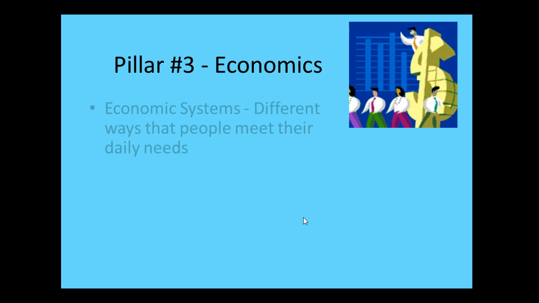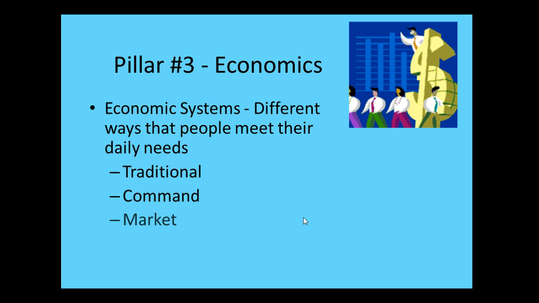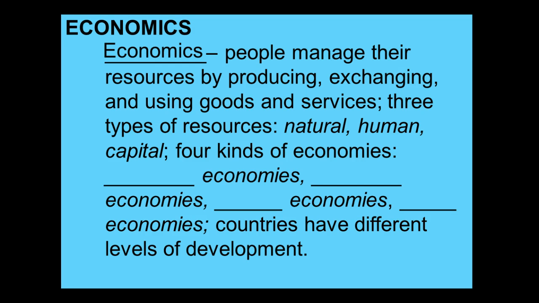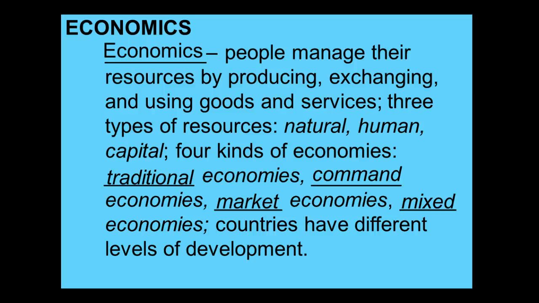Pillar number 3 is economics. Economic systems is defined as different ways that people meet their daily needs. There are 4 main types of economic systems: traditional, command, market, and mixed economy. We will be breaking those down and talking about them later. Economics is defined as how people manage their resources by producing, exchanging, and using goods and services. There are 3 types of resources: natural, human, and capital. There are 4 kinds of economies, as we just said: traditional, command, market, and mixed economies. Depending on the level of development of a country, you will find different kinds of economies.